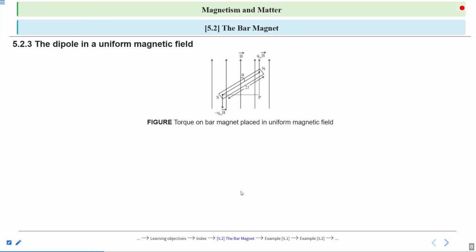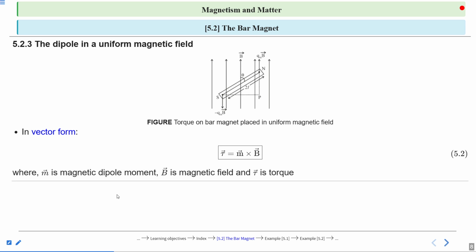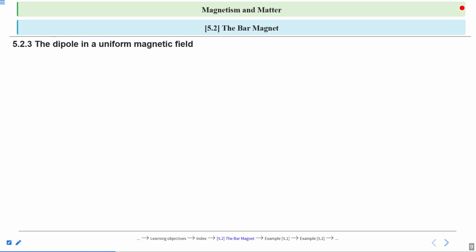And in vector form we can write M cross B. The magnitude is MB sine theta. So in vector form, torque can be represented as M cross B, M vector cross B vector. Mark it as equation 5.2, where M is the magnetic dipole moment, B is the magnetic field, and tau is the torque. The dipole in a uniform magnetic field.